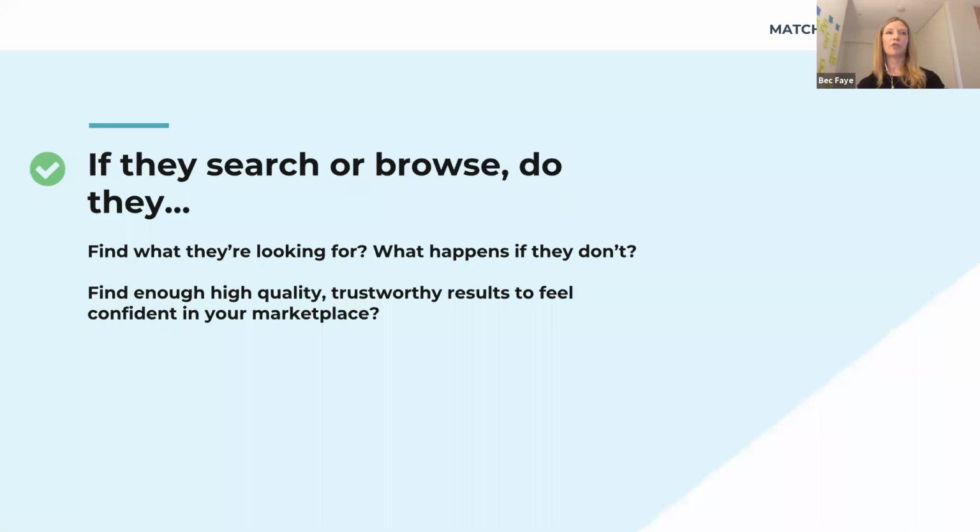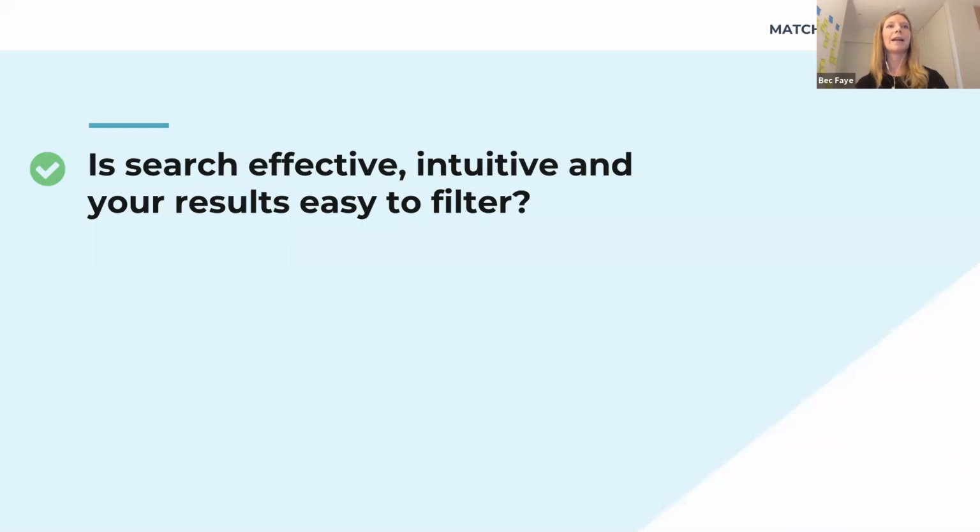Now, if they do a search or browse, do they find what they're looking for? What happens next if they don't? Can they find enough high quality, trustworthy results to feel confident in your marketplace? Is the search effective, intuitive, and are the results easy to filter? These are all things that some marketplaces can struggle with and can make a big difference, particularly to start to get really serious about what you're doing.